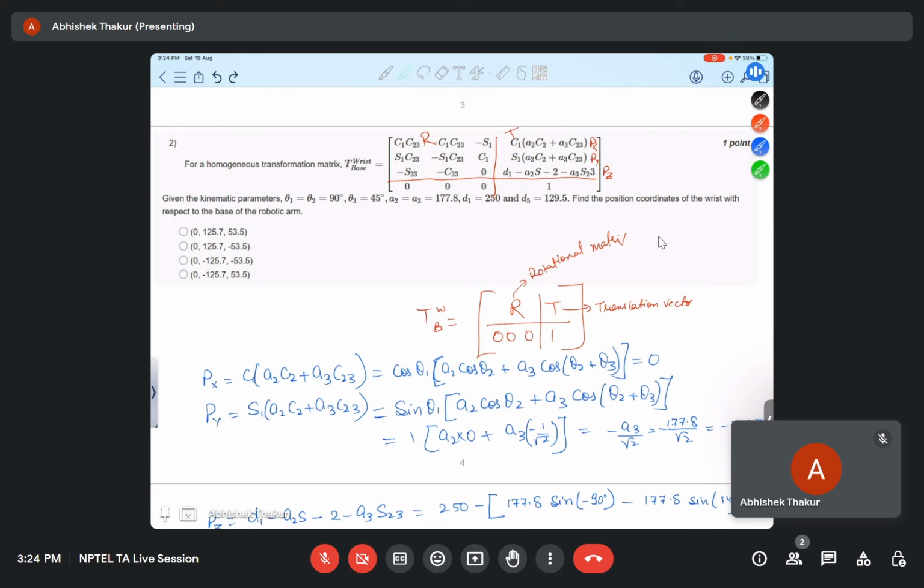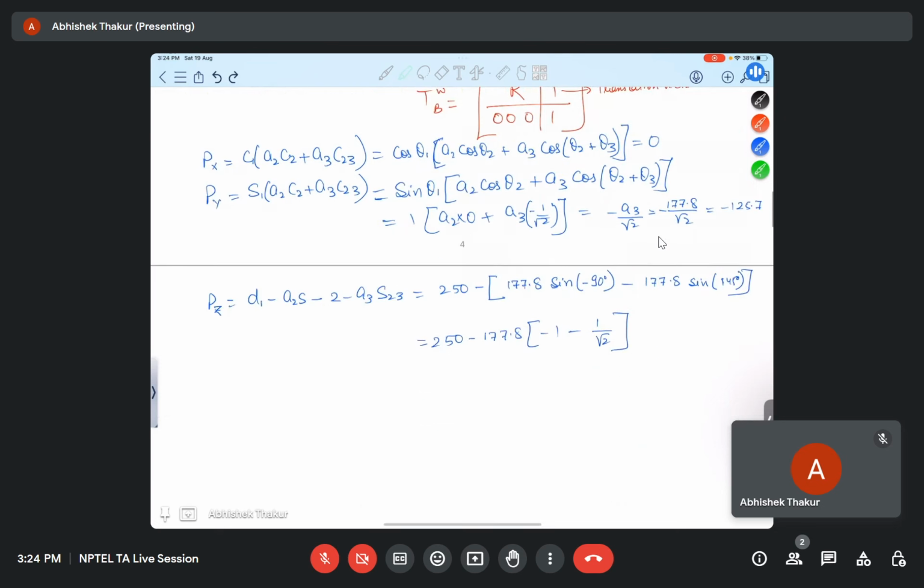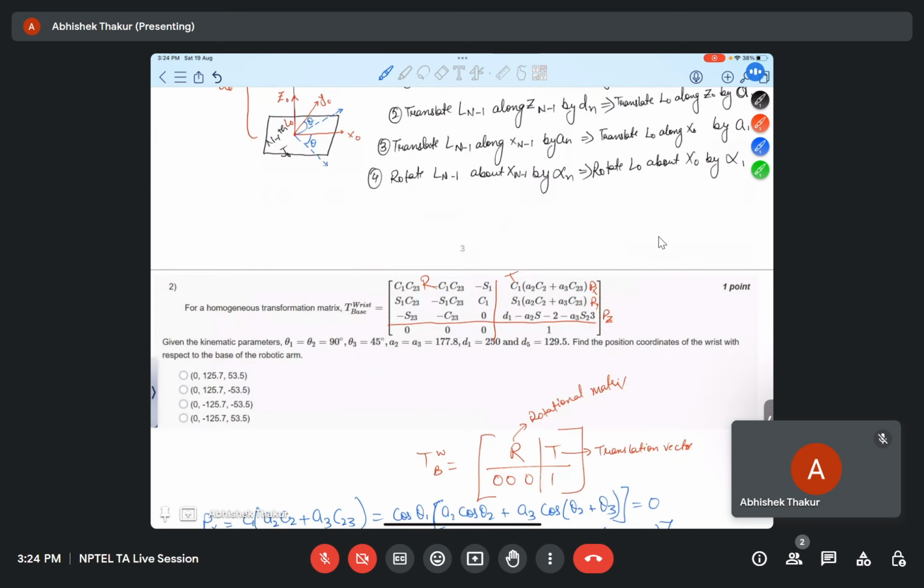So when you calculate, you will get minus 53.5. So this term will become 1 plus 1 by root 2. So it will be something. This will become plus. So let's have plus here only. So when you do, you will get the answer here as minus 53.5. Okay. So the correct option is option C.